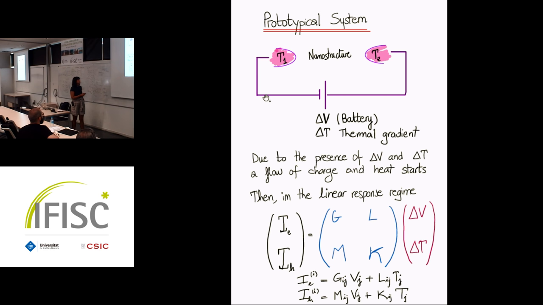And also, because of these two forces, the thermal gradient and the electrical bias, there is also the occurrence of a heat flow or heat current. In the linear response regime, you can just consider that the electrical current and the heat current are linear functions of the electrical voltage and temperature, and then you obtain this matrix description for the two currents. So this is the linear response regime for the electrical and the thermal transport.